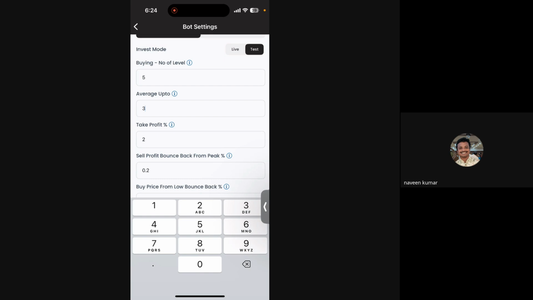You got my point? Okay. Yeah, got it, sir. We'll come to that. In many other bots, I have kept average up to only two levels and three levels.